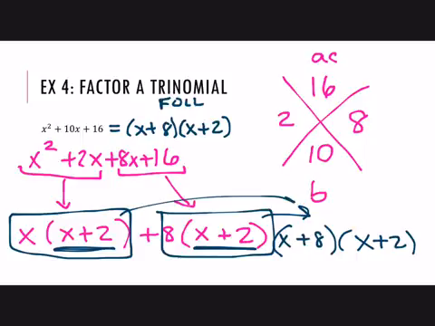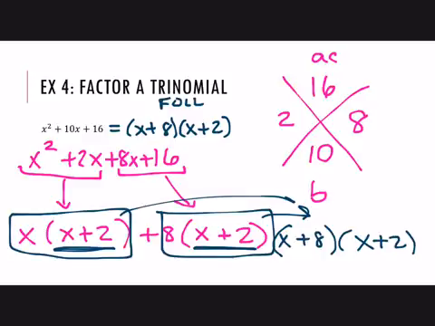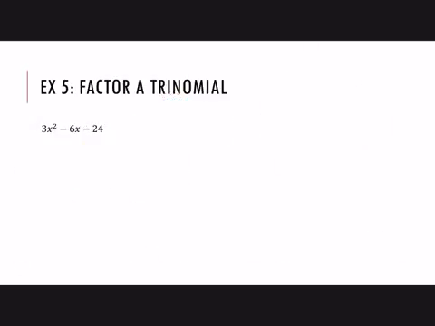Okay, let's try another one. Actually, before I do that, let me mention as a shortcut here, if the a is a 1, then you can take kind of a shortcut, and once you find your two numbers over here, you can just jump right to the answer. Okay, it's going to be x plus 8 and x plus 2, and you can skip all of this middle work here. If the first number is not a 1, then we do need to go through that whole process. So that's why I wanted to show you all of the steps on that previous problem.